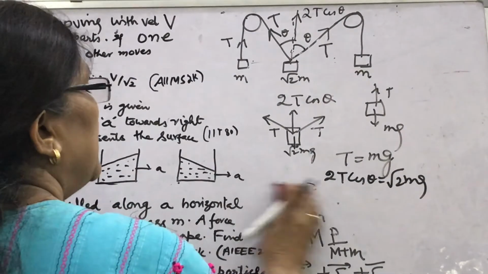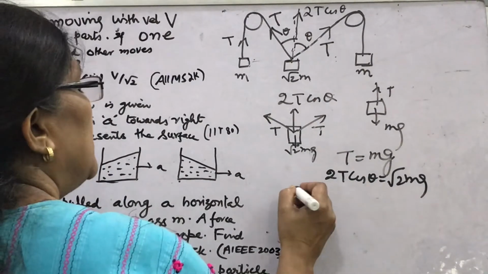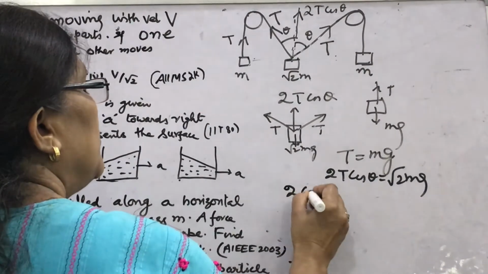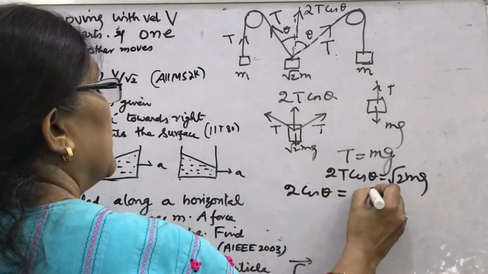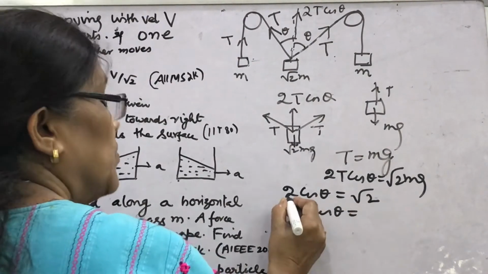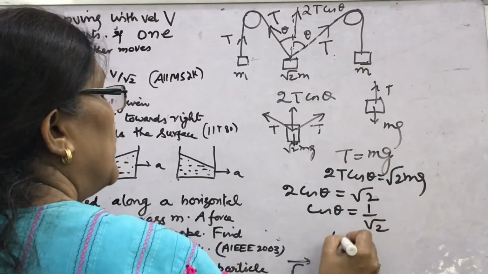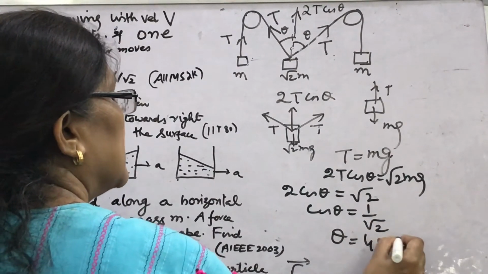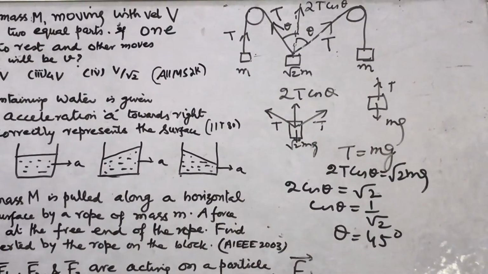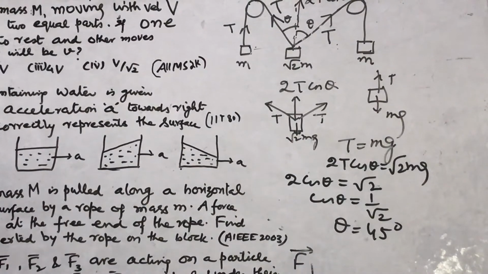What will you do here? Solve this. T equal to mg you can put here, so this mg will cancel. You will get 2 cos theta equal to root 2. Therefore cos theta will be root 2 upon 2, which can be written as root 2 into root 2 upon 2, that is 1 by root 2. What will theta be? That is 45. So in this way the value of theta is 45. This question was also asked in the IIT exam.